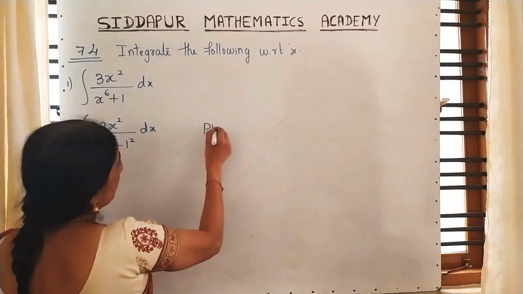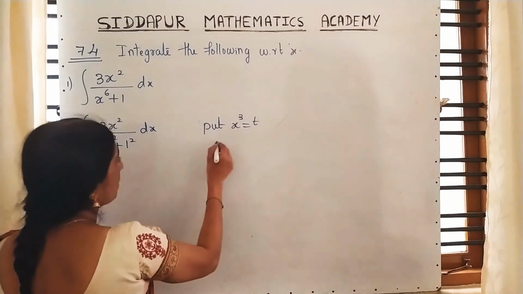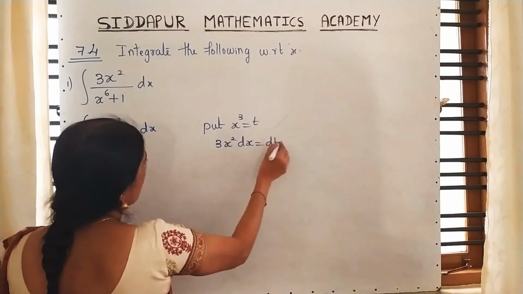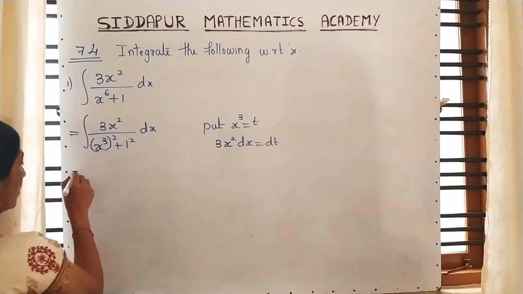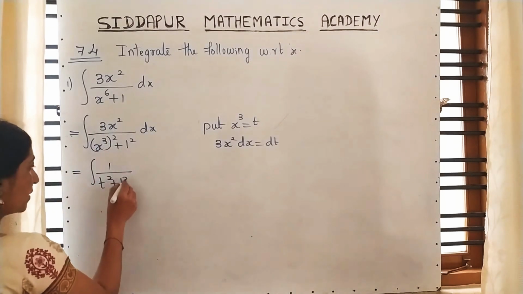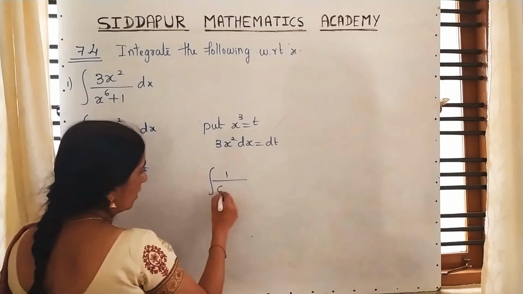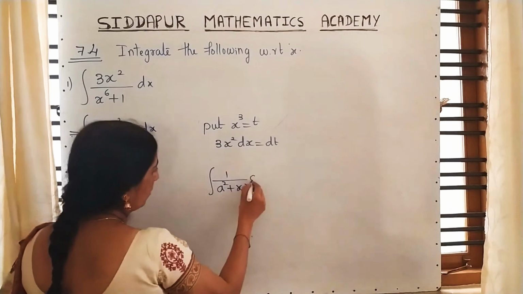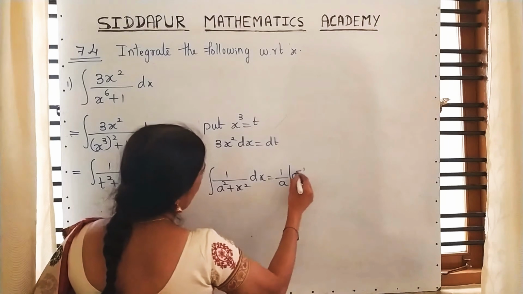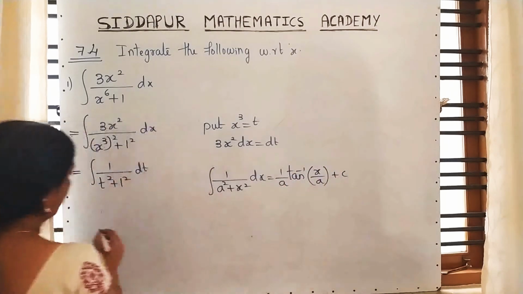And here we are writing x cube as t. Differentiation of x cube is 3x square into dx is dt. See, that we required in the problem. This is 1 upon t square plus 1 square into dt. It is in the form of 1 upon a square plus x square into dx. This is 1 by a tan inverse x by a plus c.